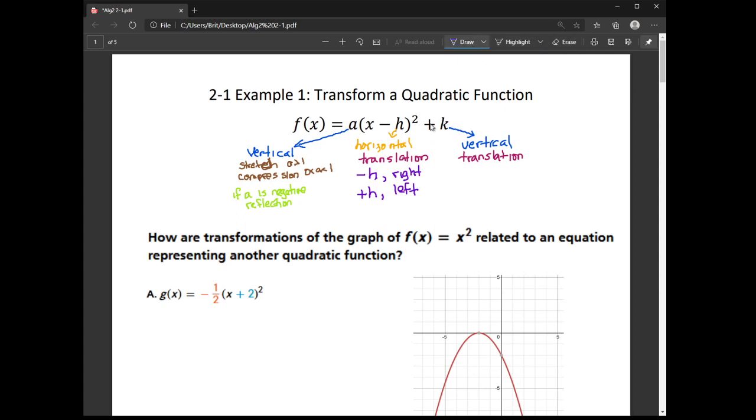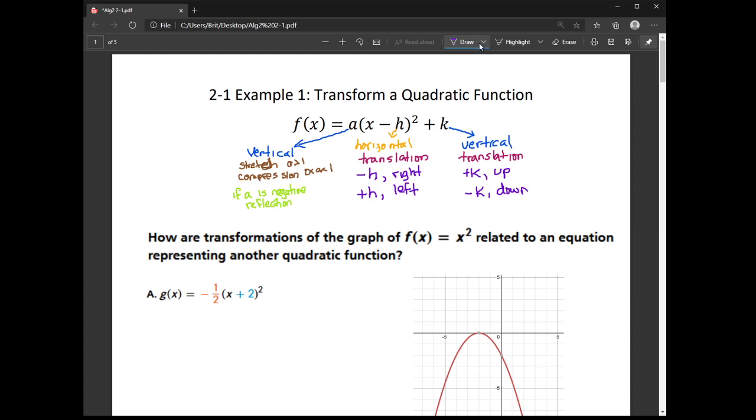Now here on the vertical side, there's a plus in the formula, so it's going to work in the same way that you would imagine it. So if it says plus k, this parabola is getting translated up, and if it says minus k, this graph is getting translated down.